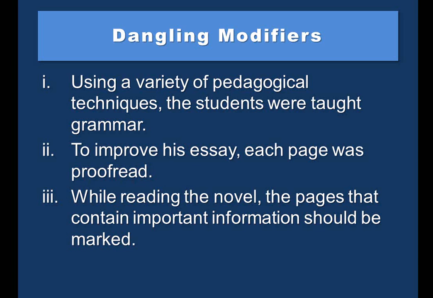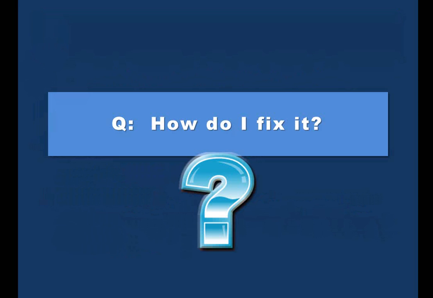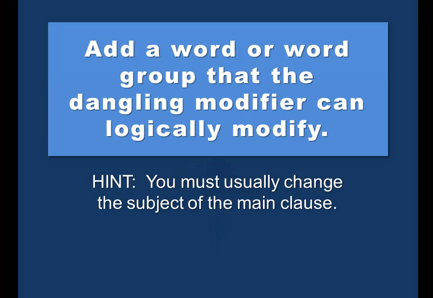Third one, while reading the novel, the pages that contain important information should be marked. While reading the novel, who's reading the novel? The pages? No, you'll have to insert some name, some person's name, some individual's name, so as to correct the sentence. So, how should you correct these sentences having dangling modifier errors? You can add a word or a word group that the dangling modifier can logically modify.